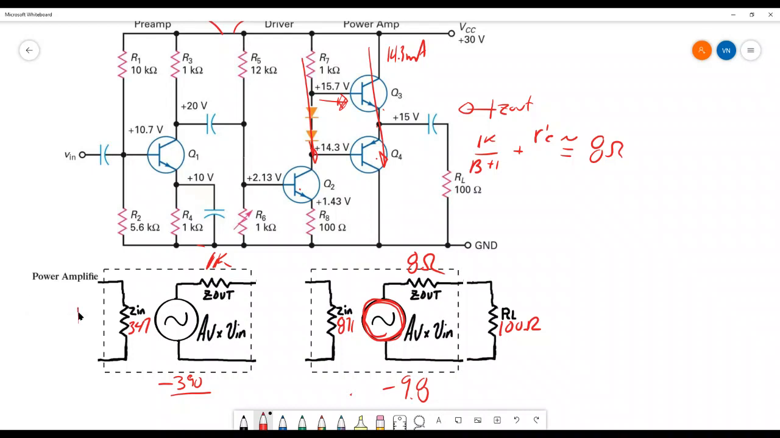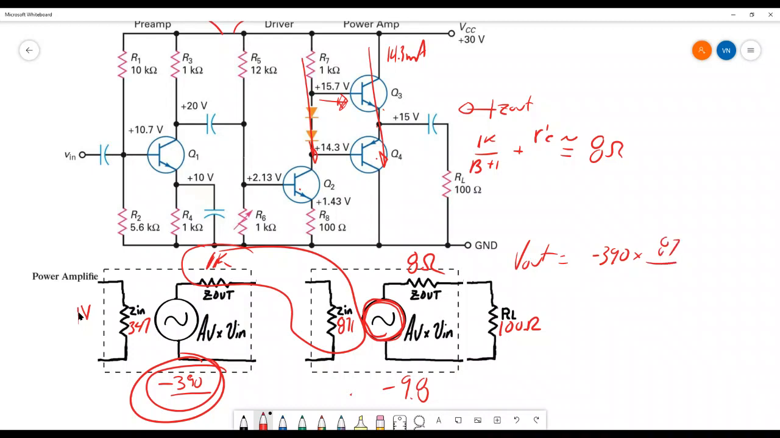So if I put 1 volt on the input here, V out should be 1 volt times minus 390, attenuation 1, times, sorry, gain 1, not attenuation 1, times voltage divider 1, should be 871 over 1.87K, times minus 9.8, times 100 ohms over 108 ohms. Multiply all those numbers out, that should be your end-to-end gain of this 2-port amplifier.